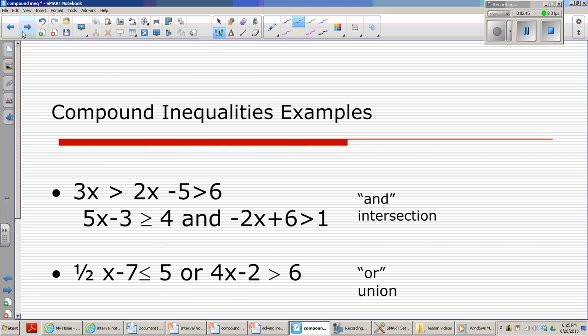More compound inequality examples. We have 3x greater than 2x minus 5 greater than 6. And we have 5x minus 3 greater than or equal to 4, and -2x plus 6 greater than -1. Both of these examples represent an "and" situation, which means it is the intersection of what they have in common. 1/2 x minus 7 less than 5, or 4x minus 2 greater than 6, where there is the "or" between them, represents the union.